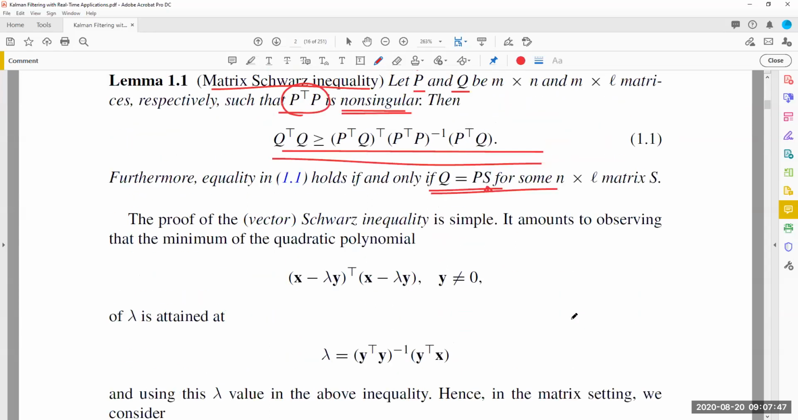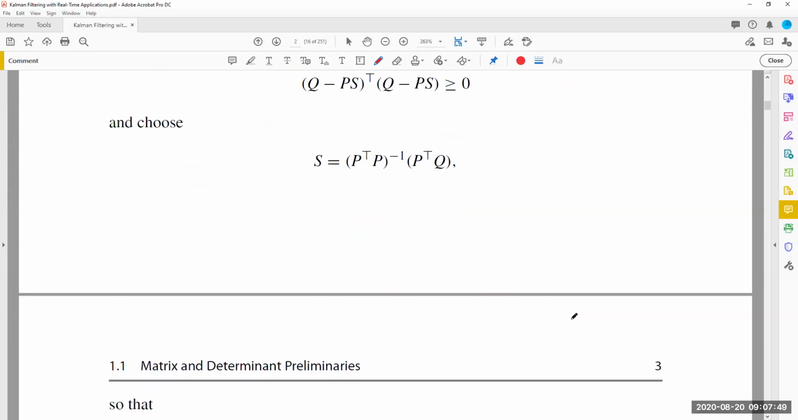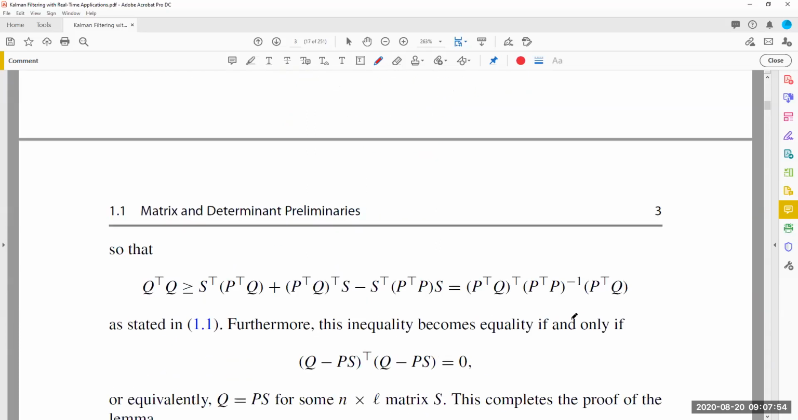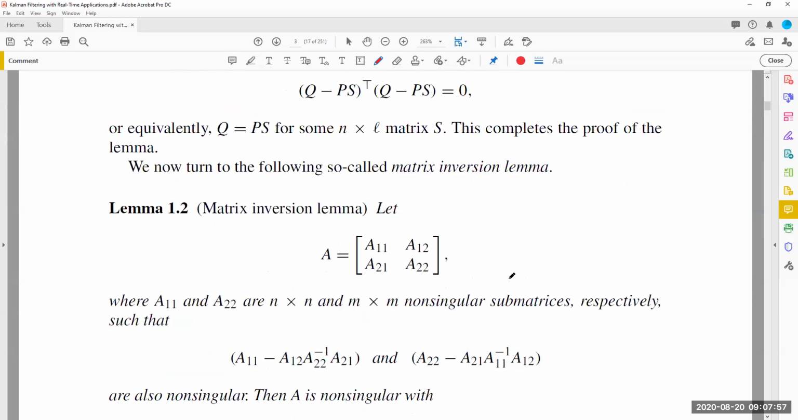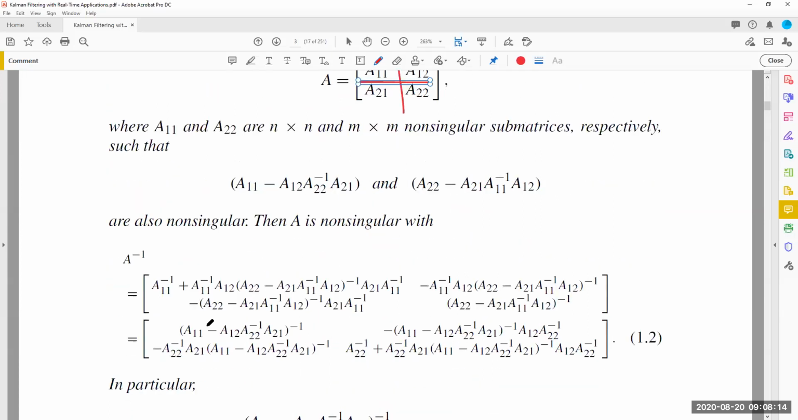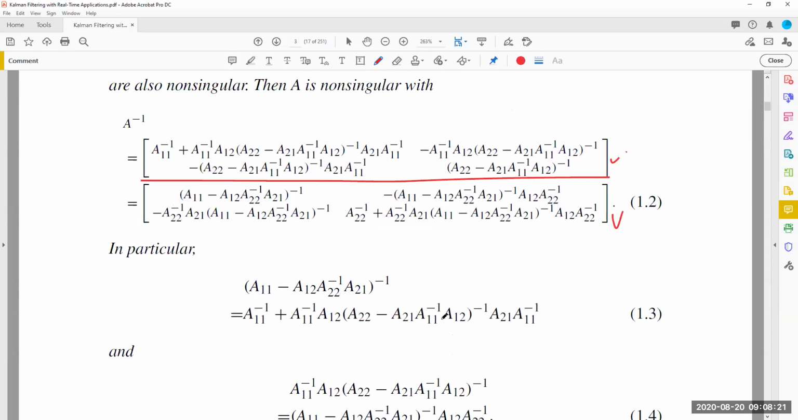Let's move on to the next lemma. I think there are a total of 10 lemmas in section 1.1. The second lemma is the matrix inversion lemma. Basically, if we have a matrix, we can decompose the matrix into blocks. So the inverse of A can be written in two different forms, this form or this form.